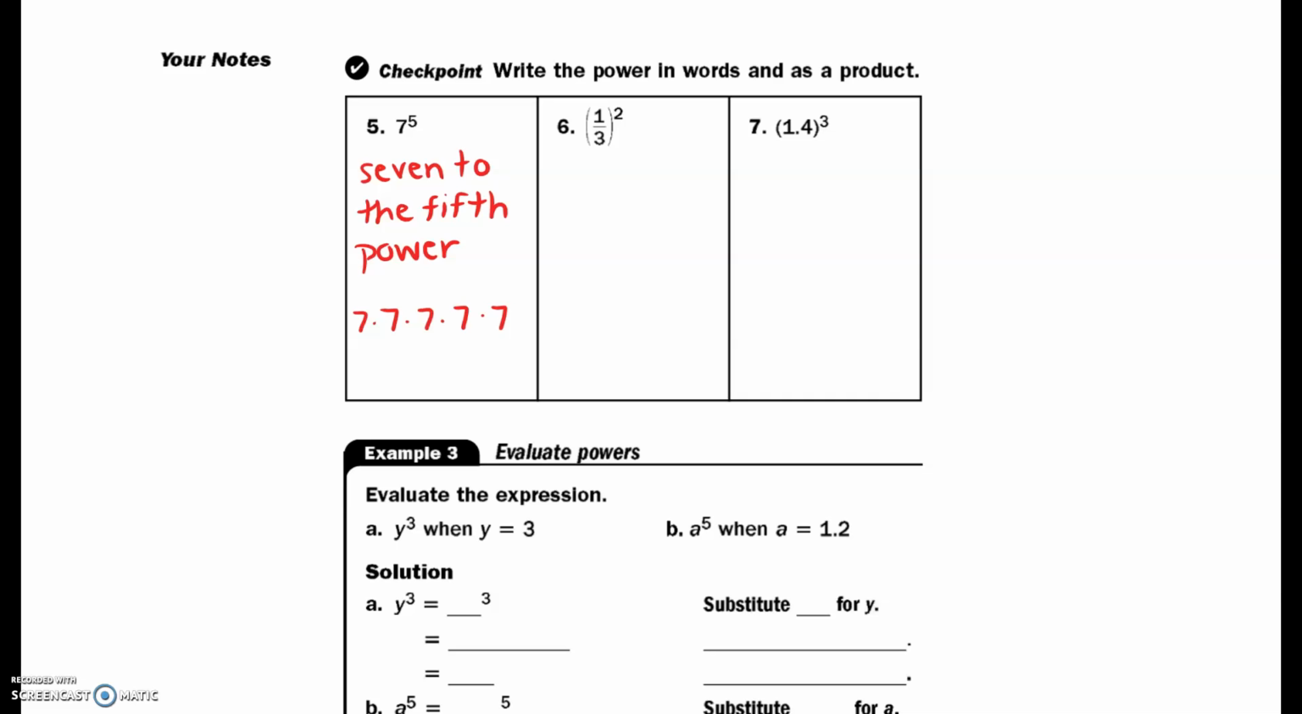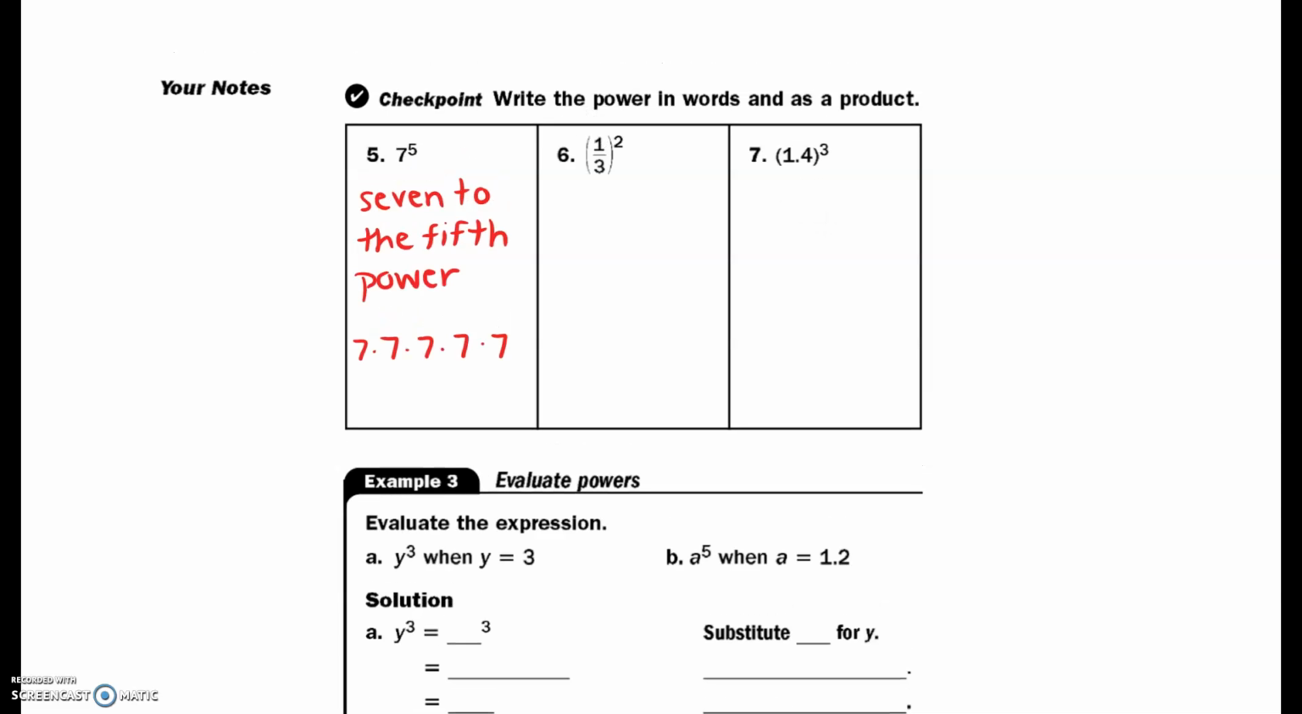Now number 6, we have 1/3 to the 2nd power. You can write this in that form, or you can say 1/3 squared. You will probably hear me say 1/3 squared more often than I say 1/3 to the 2nd power. And what this means is we're going to multiply 1/3 2 times.